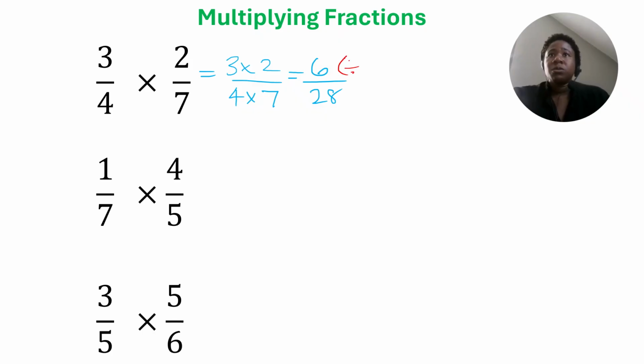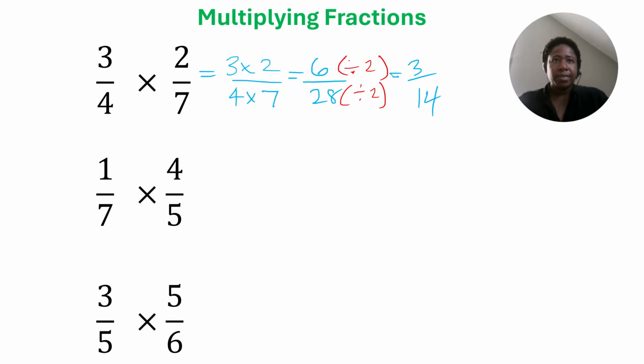We're going to begin with 2. 6 divided by 2 is 3. And 28 divided by 2 is 14. So 3/4 times 2/7 is 3/14.